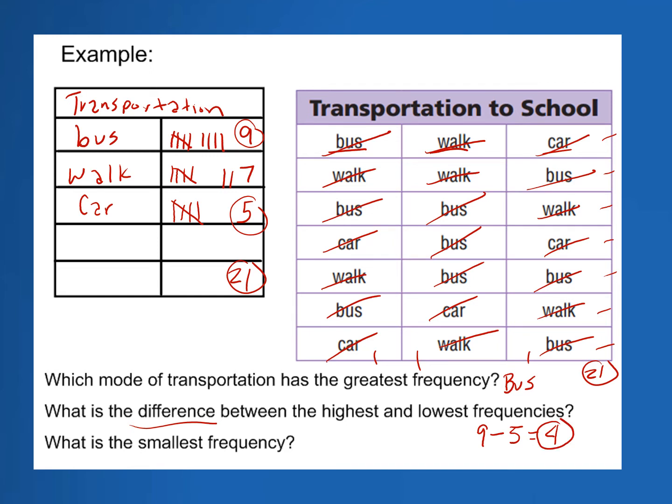And the final question, what is the smallest frequency? The smallest frequency here would be car with 5. All right?